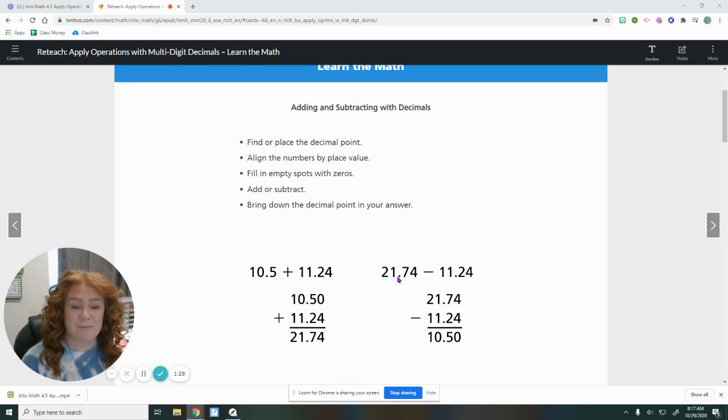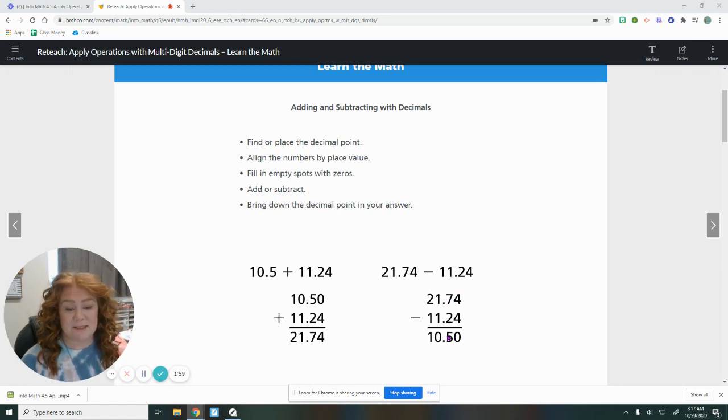On the subtraction problem, we have 21.74. So here's our decimal. And 11.24, here's my decimal. So I line my decimals up. If there are any numbers that don't have something with it, we want to make sure we put a 0 there. But this one all matches up. Another thing to remember is that, let's say we just had 21. We would want to put the decimal at the end of that number. Don't just put it in the middle where you like decimals. If it's not there, it always goes at the end of the number.